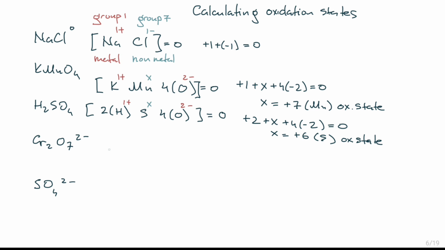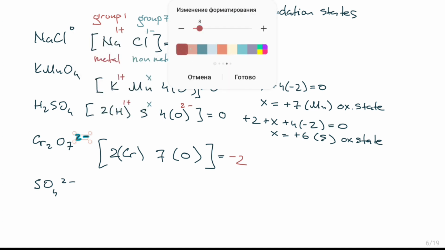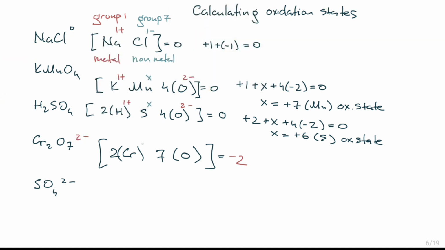And let's move to the ions. So here we have the dichromate ion. We have 2 atoms of chromium. Chromium can represent many oxidation states, and oxygen usually represents the negative 2 oxidation state. The overall oxidation state will not be 0, it will be minus 2, because this is an ion. So again we can form our equation: 2x plus 7 multiplied by the oxidation state of the oxygen equals the oxidation state of the ion. So x will be equal to plus 6.